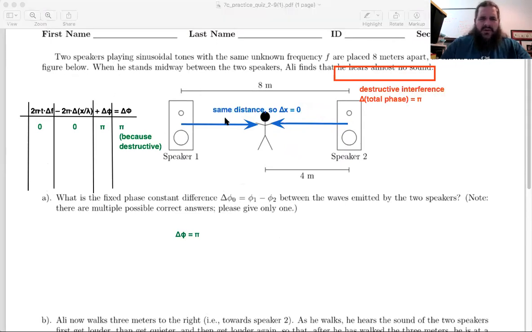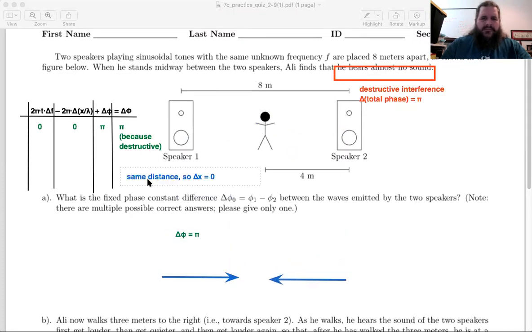So let's focus on what's going on as he walks, because it's not going to be the same distance anymore. What we're going to see here is that as he moves 3 meters, his new location is going to be here. At that new location, just 1 meter away from speaker 2, he hits a constructive interference. We're going from quiet to loud to quiet to loud.